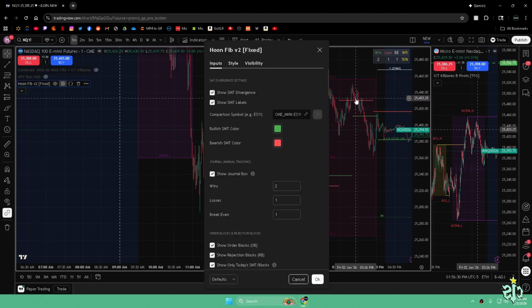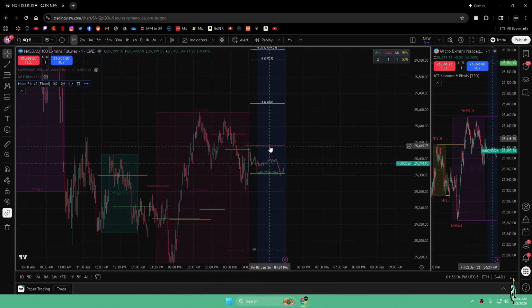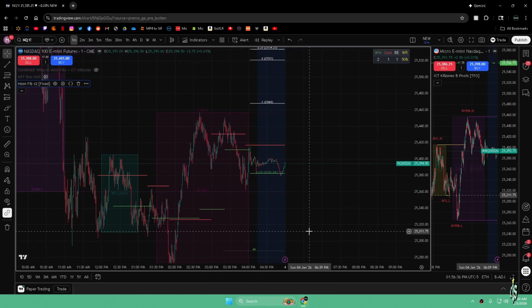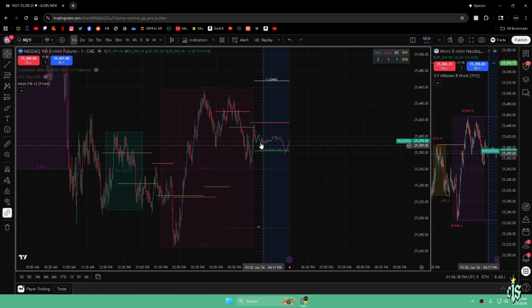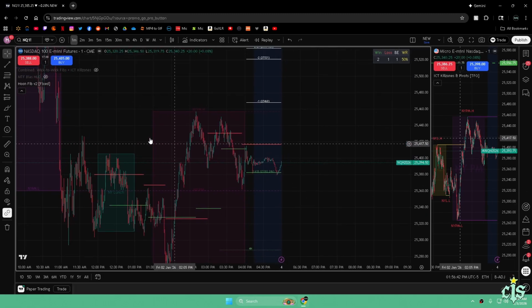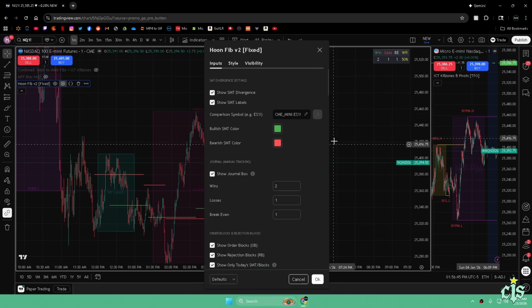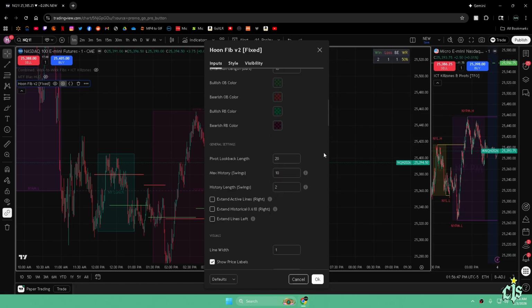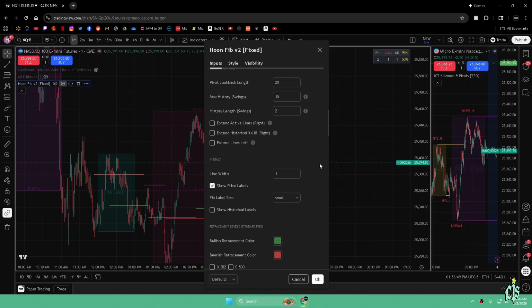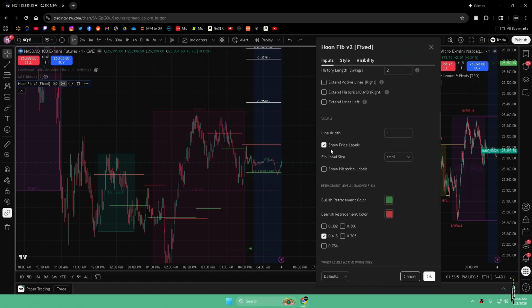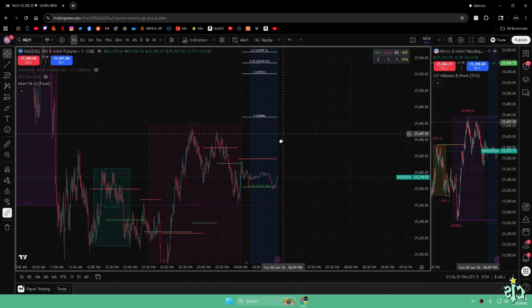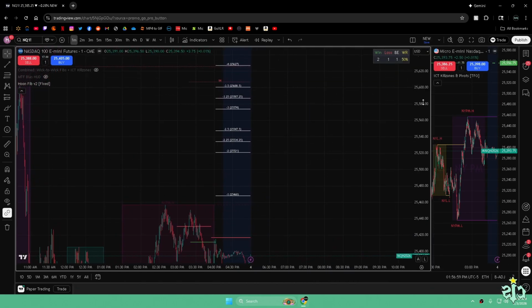So if it's bearish, you would want price to come up towards it, tap it, and then you take sells. If it comes down, you would want it to tap it and then bounce off for buys, right? So those are those three options that we have. We have show price levels, right? And then we have our actual levels up here.